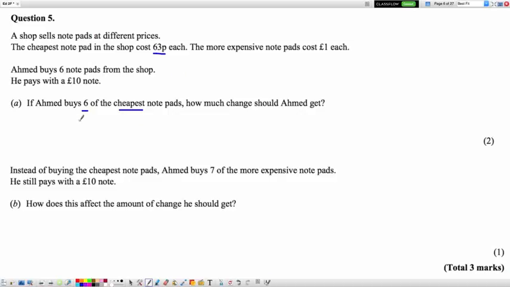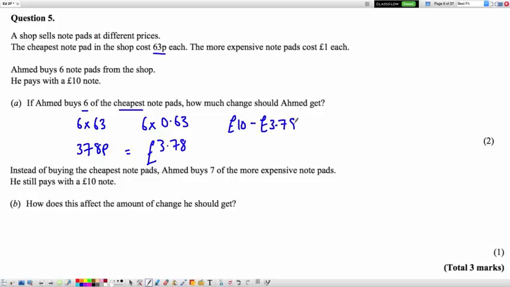So on your calculator, you need to type in 6 multiplied by 63 or 6 multiplied by 0.63. This is the same amount expressed in pounds. So you're going to get here 378 pence or 3.78 pounds. These are equal. We're going to subtract from £10. So £10 subtract £3.78 will give us the change, which is £6.22.